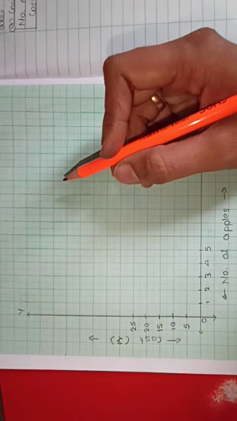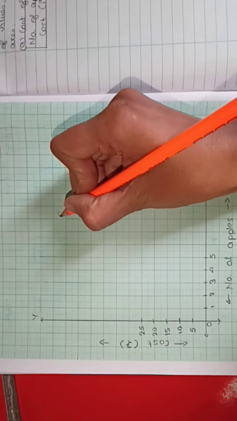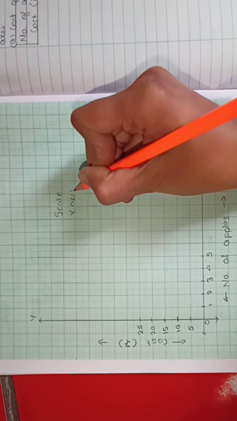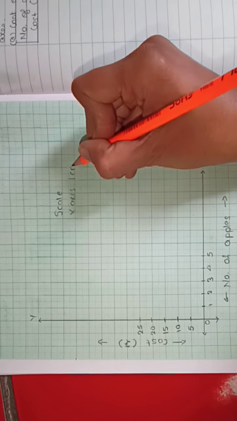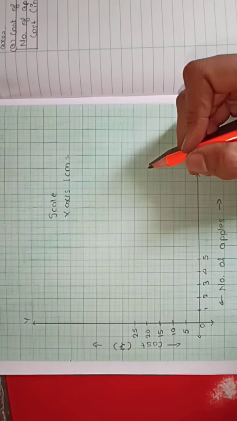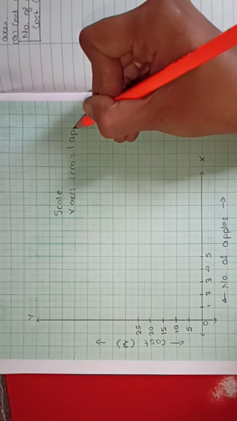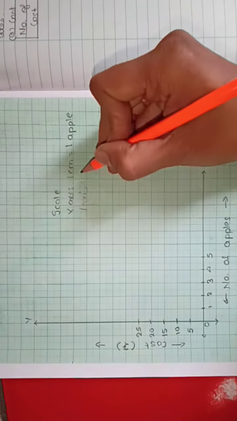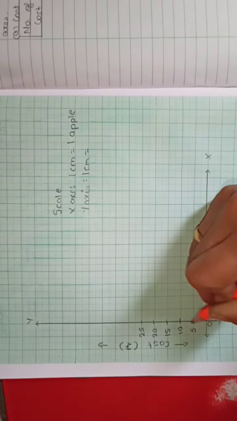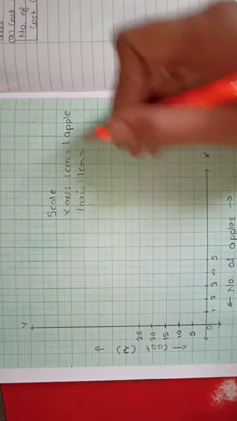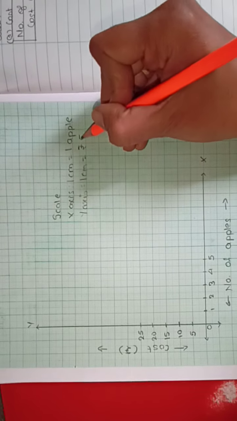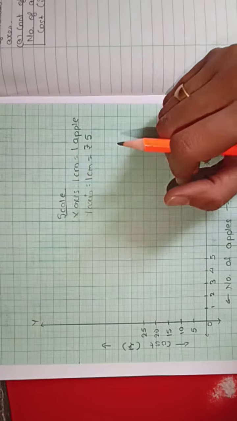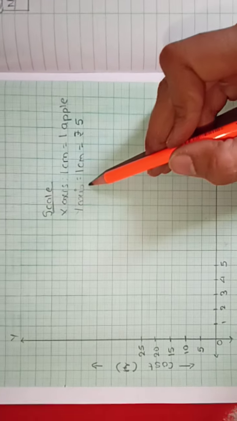So we have to specify the scale. First the scale should be there. What is the x-axis scale? On the x-axis, 1 unit or 1 centimeter is equal to 1 apple. And what about the y-axis? On the y-axis, 1 centimeter or 1 unit is equal to 5 rupees. I have taken 5 rupees as 1 unit or 1 centimeter. This is compulsory: first we have to start by writing the scale we have taken for the x-axis and y-axis.